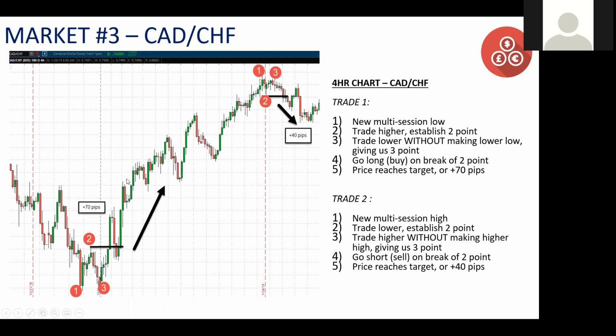And now we sit and we just wait for an opportunity to get short. Here we have a potential 1, 2, 3, nope, 1, 2, nope, 1, 2, nope. Finally get a last 1, 2, 3 up here. We break down, retrace back higher, roll back down, and reach our 40 pip profit objective.